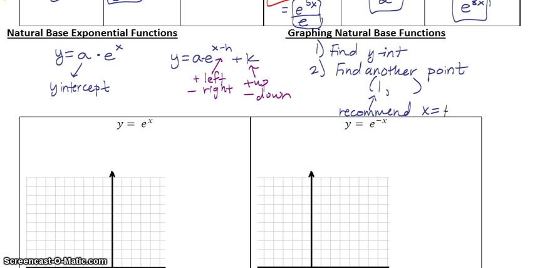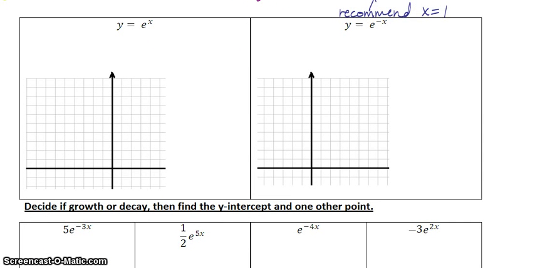All right, and we're only graphing those 2 points. So again, we're going to graph 2 points and draw on the shape. So let me just show you a graph before I have any numbers or anything. So I'm going to show you y equals e to the x and y equals e to the negative x.